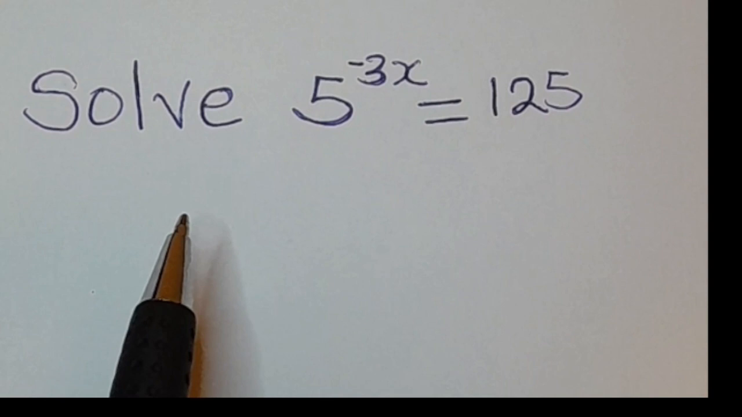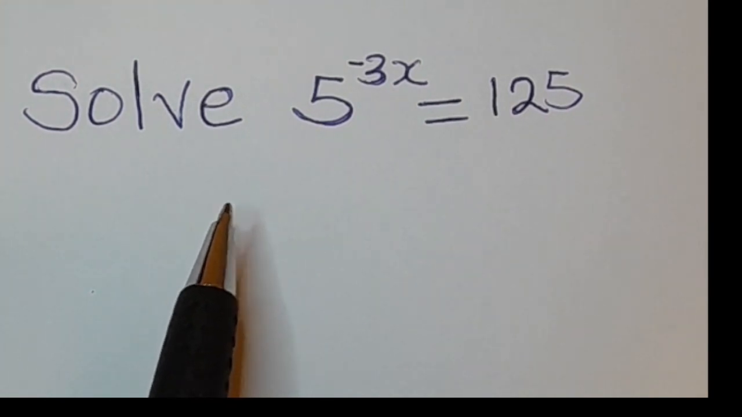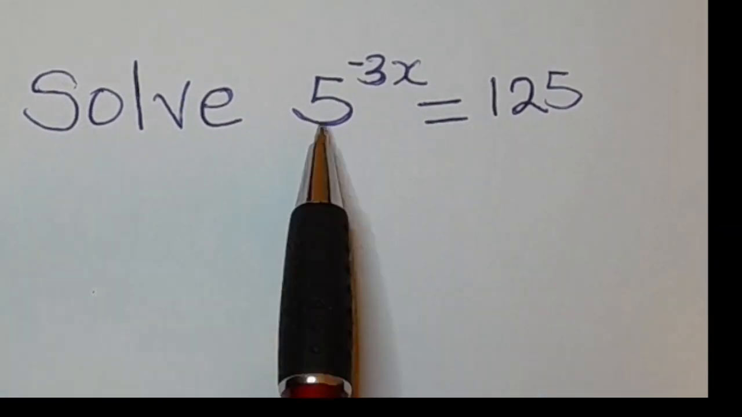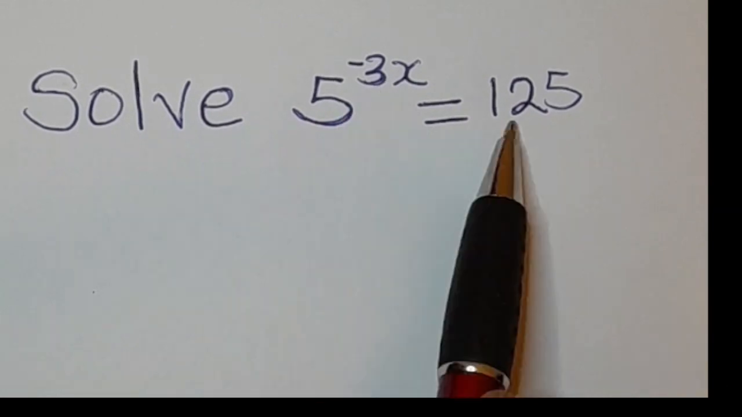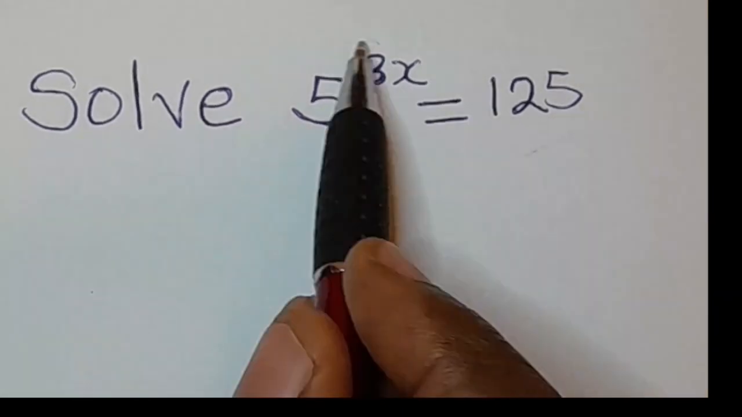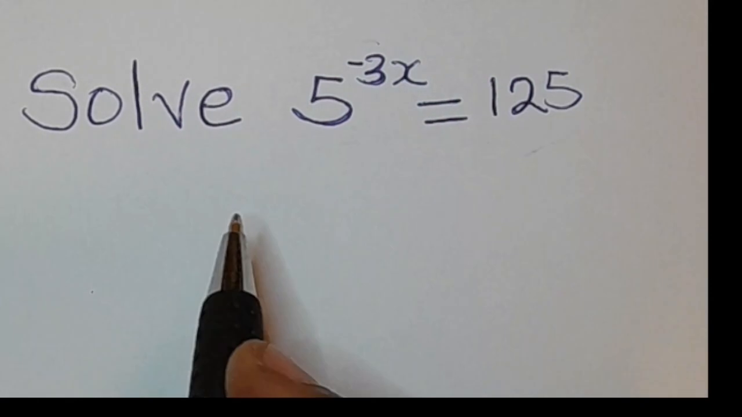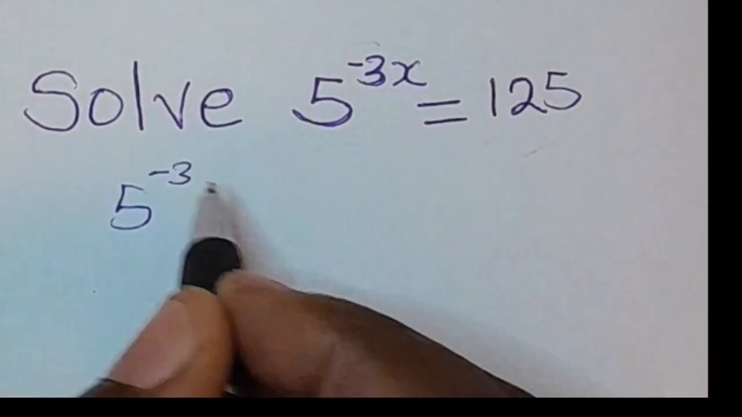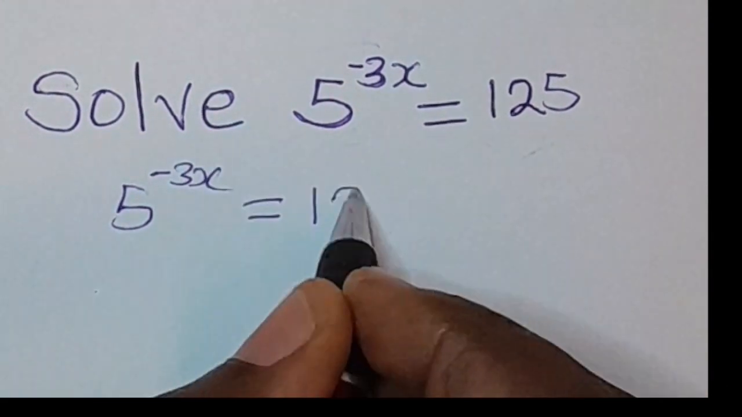In this video, we are going to look at how to solve exponential equations like this one. The question says solve 5 to the power negative 3x is equal to 125. First of all, rewrite the given equation: 5 to the power negative 3x is equal to 125.